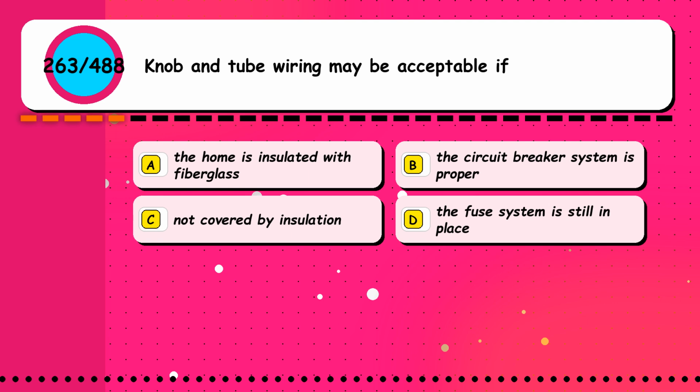Question 263. Knob and tube wiring may be acceptable if: option A, the home is insulated with fiberglass, option B, the circuit breaker system is proper, option C, not covered by insulation, option D, the fuse system is still in place.